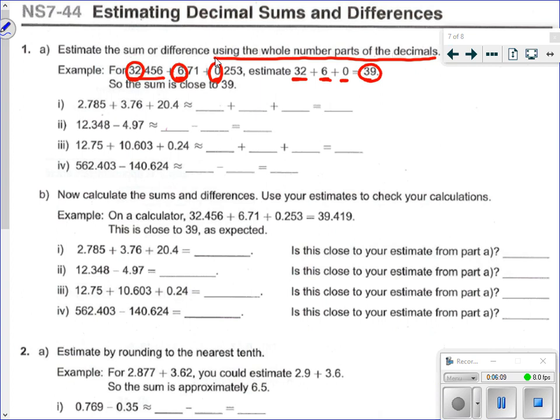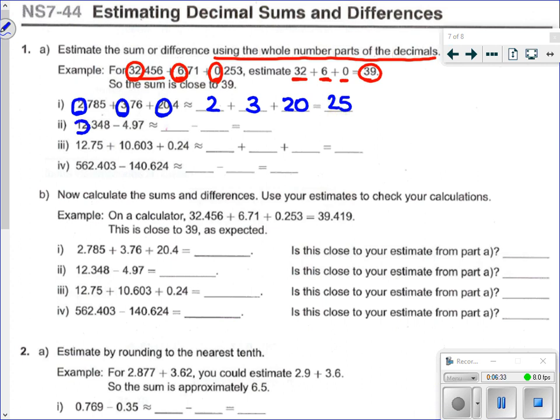2.785, if we take just the whole number part, that's the part before the decimal. So that's 2. The part before the decimal, the whole number part is 3. And in this case, the whole number part is 20. So I've got 5 plus 20, so my estimate would be about 25. Okay, we'll try one more of these.